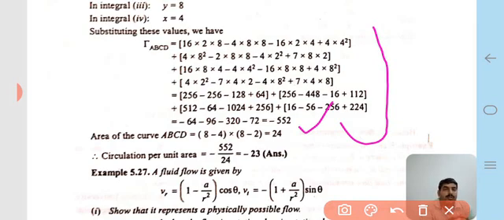Therefore, circulation per unit area is equal to vorticity, and circulation divided by area gives minus 23, which is the answer for the circulation. Therefore, the circulation is minus 23.